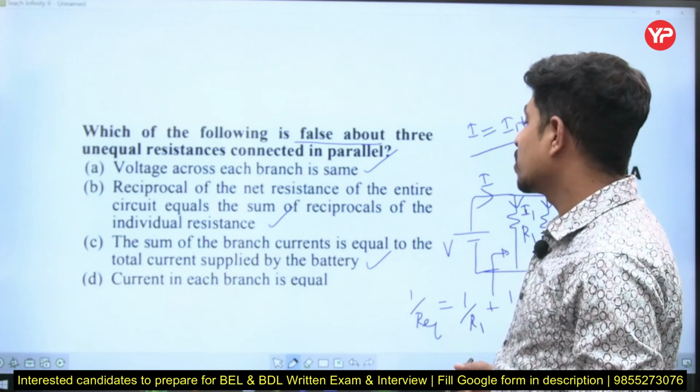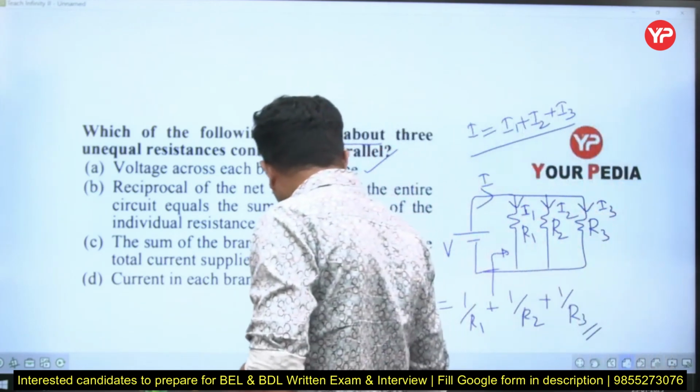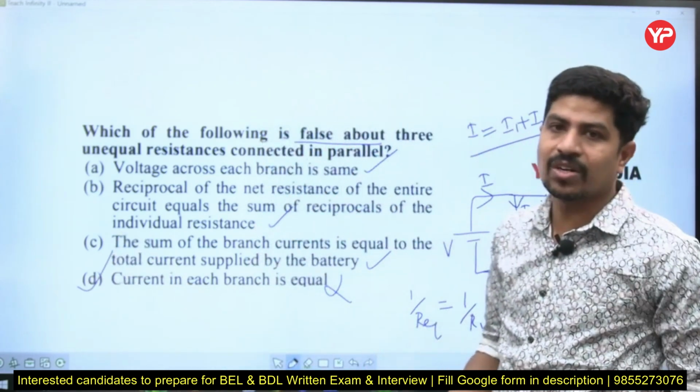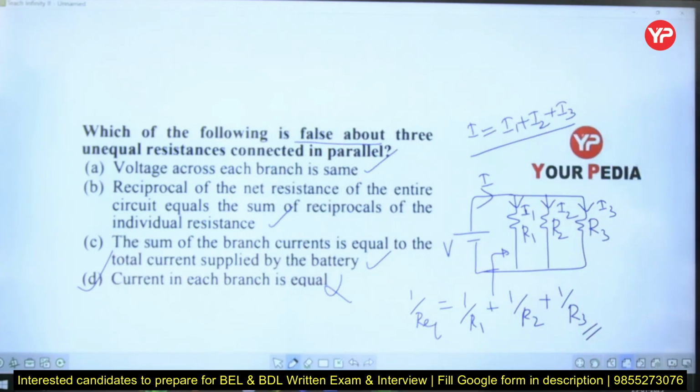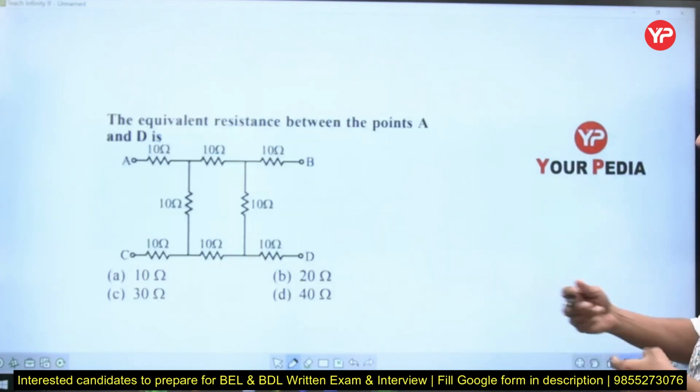Current in each branch is equal. No, this is wrong. That is our answer, because he is asking for the false statement, right?